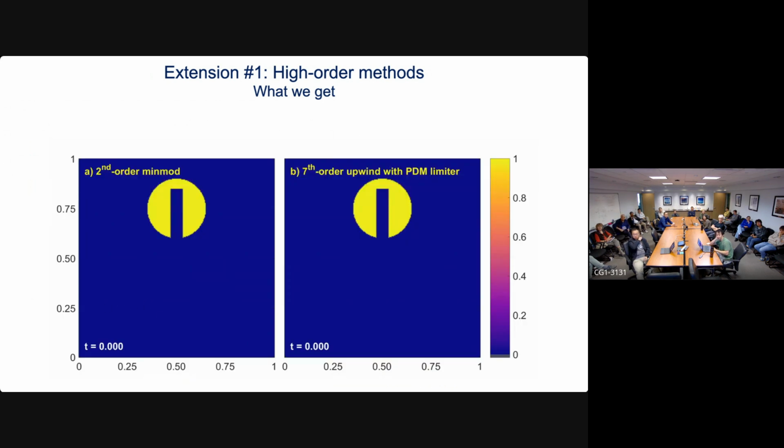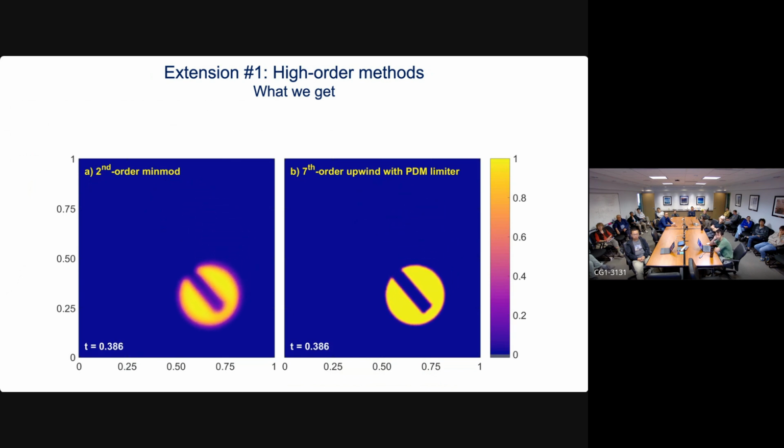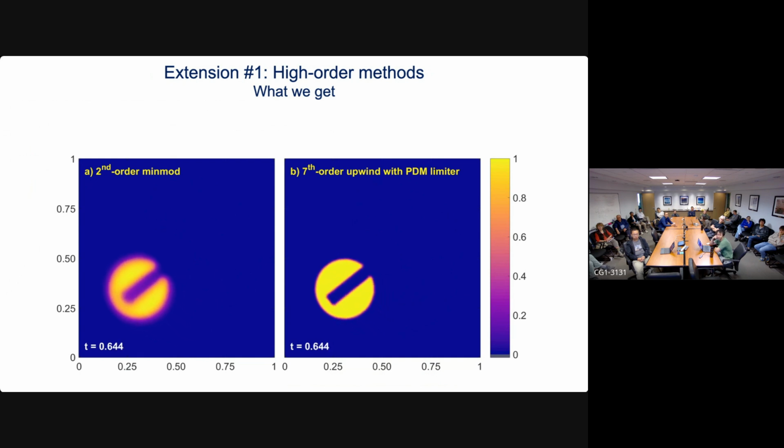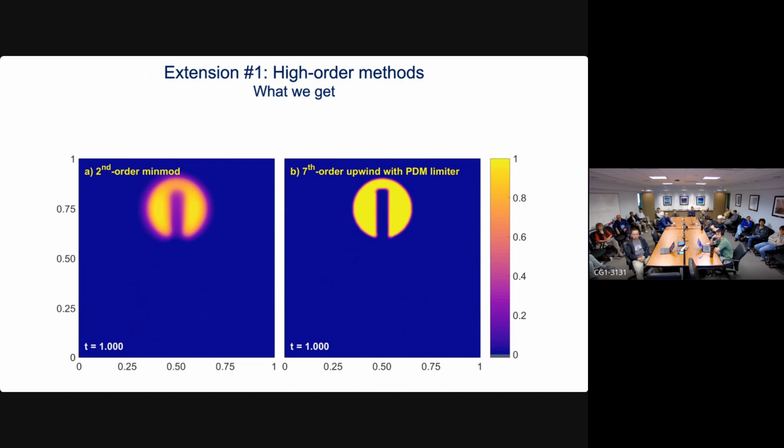And here we show the two-dimensional linear advection problem of a slotted cylinder. On the left we use a low order, second order method, and on the right we use a high order method. Basically we can see that with the high order method, the shape of the cylinder is preserved quite well. With the low order method, the discontinuity and the shape got smeared.